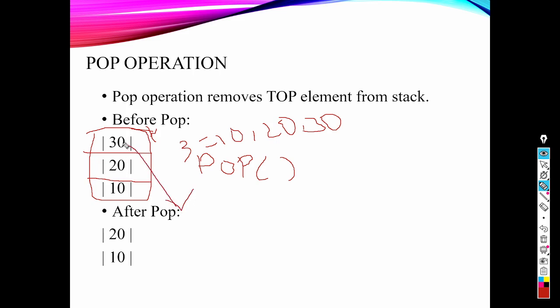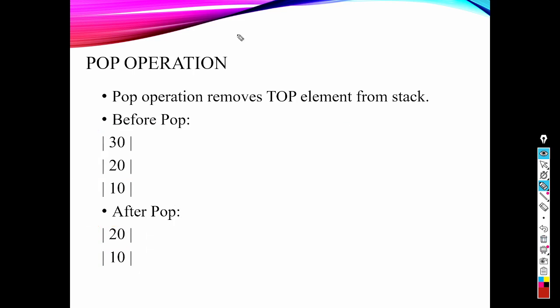The pop operation means we take the top element. The top element is 30. So definitely the top will be removed. Now after the pop, how does my stack look? Only two items are there, 10 and 20.